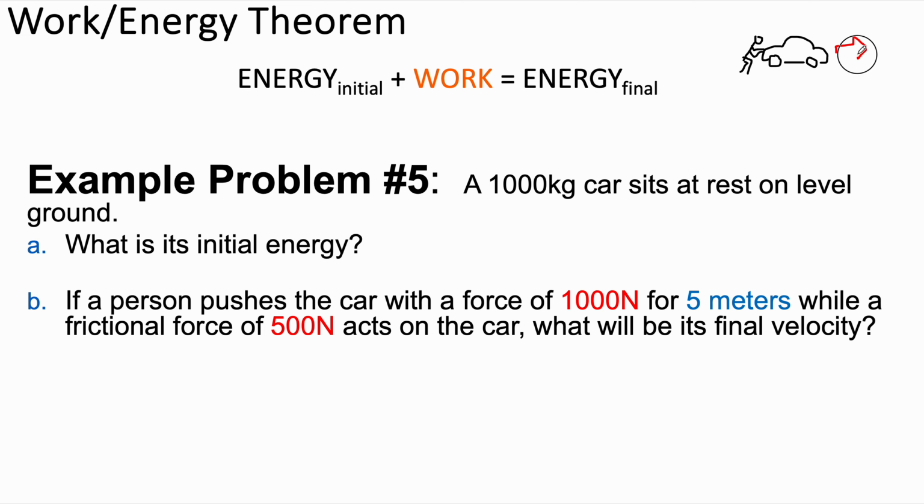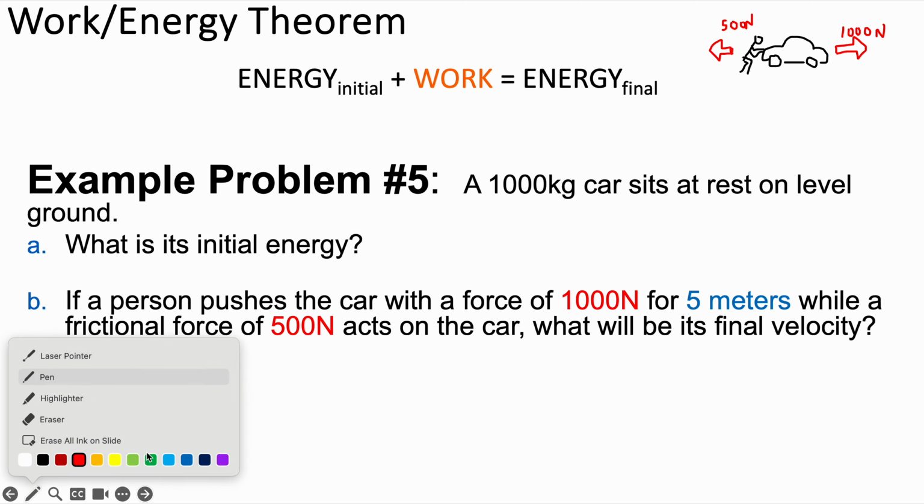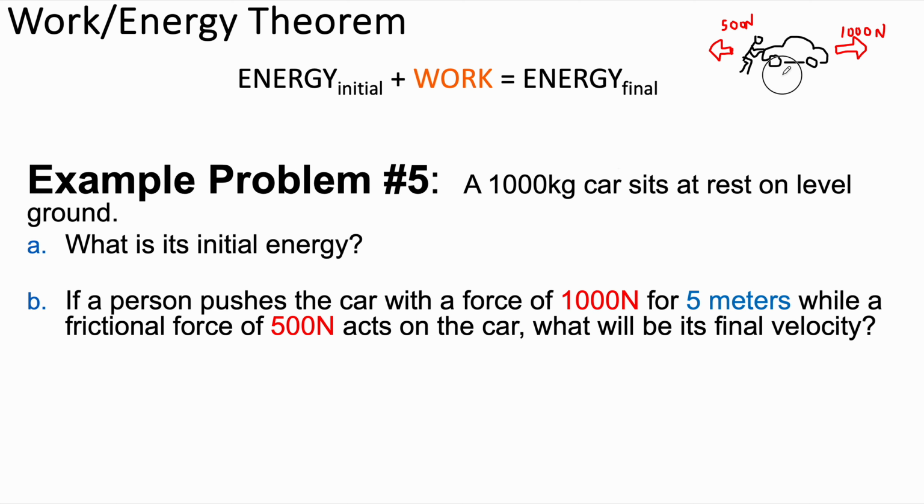And according to the document, I'm reading part B already, that's going to be 1,000 newtons. But there's an additional force going on here. There is a force of friction acting against that motion. Now it's smaller, so the car is still going to gain speed, but we've got 500 newtons acting against that motion. Finally, we're told that the person's going to push the car for a total displacement of 5 meters. So delta x here is going to be 5 meters.